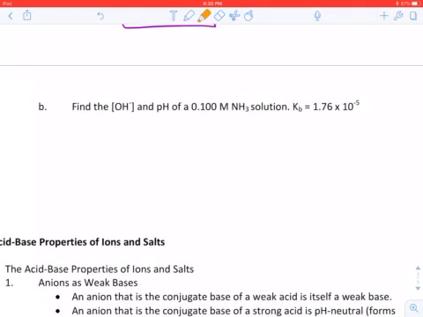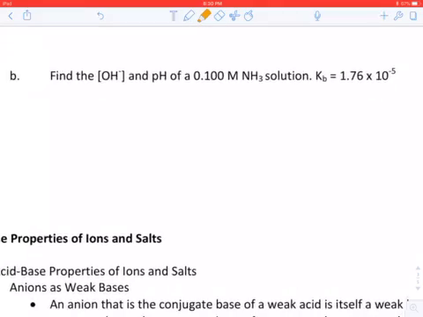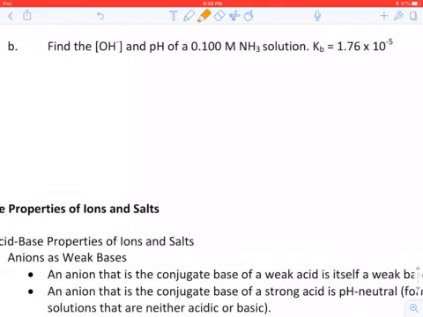This is going to be exactly like solving for weak acids. Nothing has changed, so we should start by writing our balanced chemical equation. So it says find the hydroxide ion concentration and pH of a 0.1 molar NH3 solution. Kb equals 1.76 times 10 to the negative 5th. So our first step is again to write our balanced chemical equation. NH3 plus H2O, equilibrium arrow, we're going to get NH4 pluses and OH minuses.